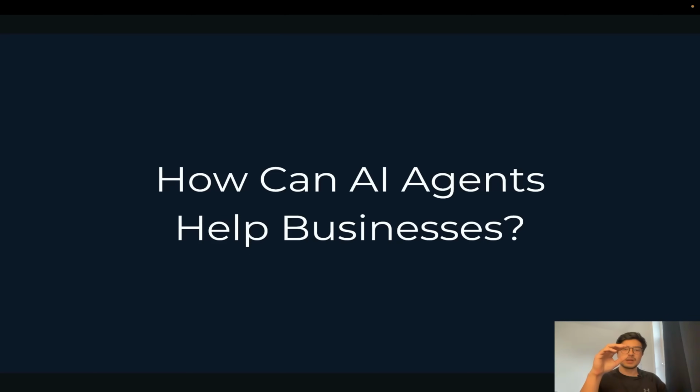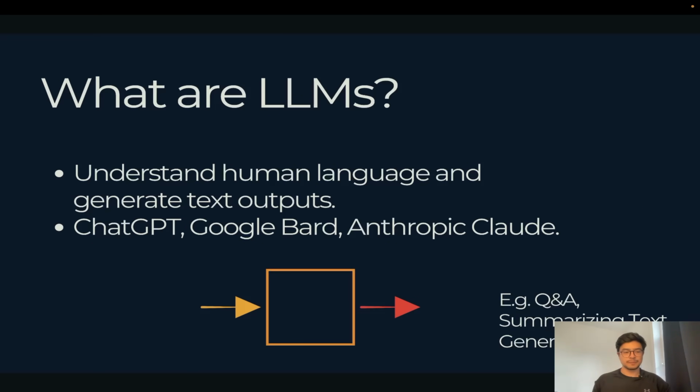Throughout this video, we're going to answer this question: how can AI agents help businesses? Because this is not a simple question that I can just answer within a few bullet points. To be able to answer this question properly, we have to go through some core concepts that are used to build systems using language models. So we're going to go through that, and I think the best way to start is by introducing the basics.